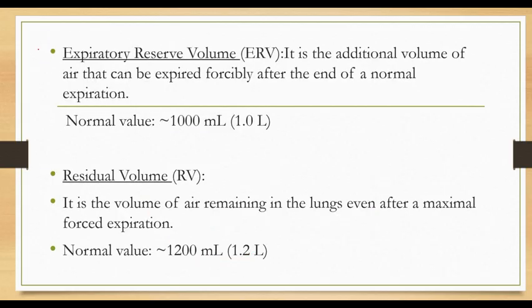Expiratory reserve volume. Expiratory means exhale. It is the additional volume of air that can be expired forcefully after the end of the normal expiration. Normal value is 1000 ml or 1.0 liter. Residual volume. It is the volume of air remaining in the lungs even after a maximal forced expiration. Normal value is 1200 ml or 1.2 liter.